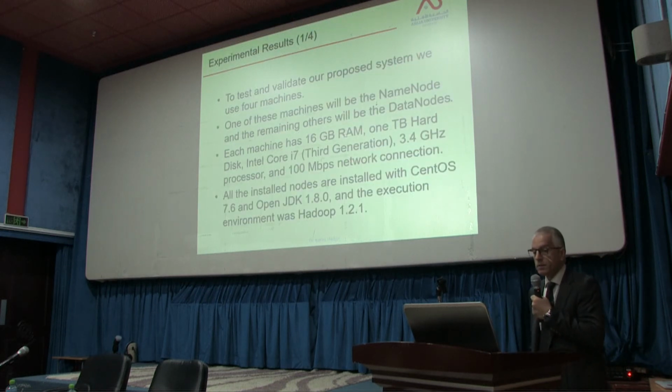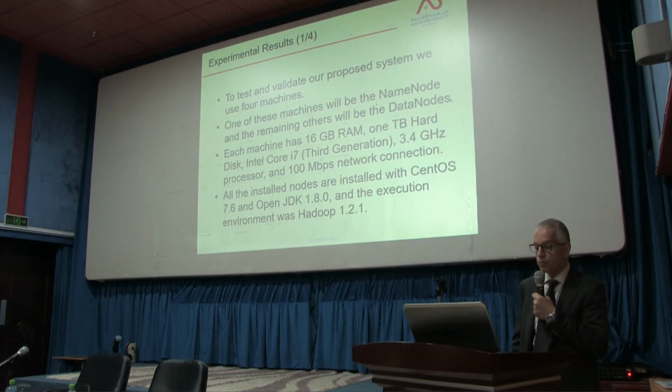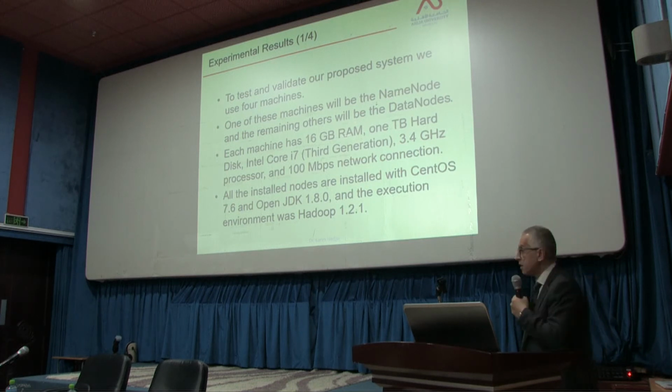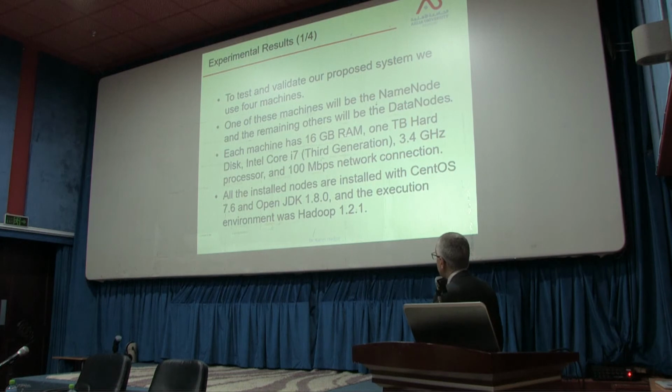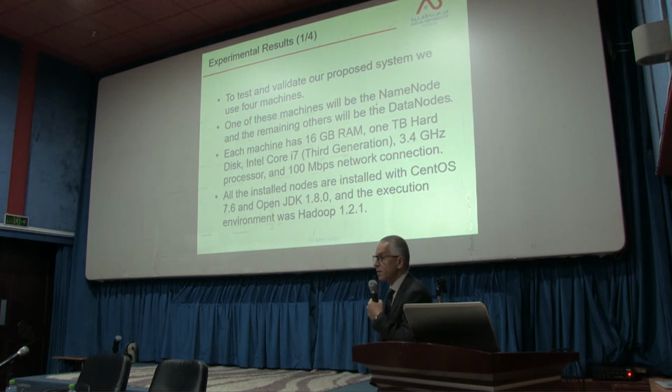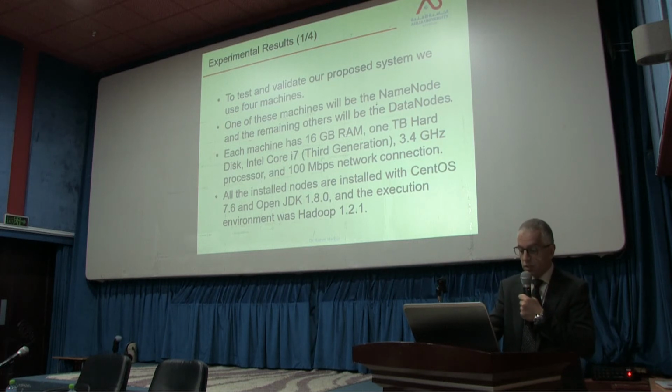So for the experimental results, we tested and validated our proposed system using 4 machines. These are the specifications of these machines: a cluster with 16 GB of RAM, Core i7, and a 100 megabit network connection. We used CentOS, which is a Linux distribution, and on top of it we have Cloudera, plus the Java Development Kit 1.8, and the Hadoop environment was 1.2.1.